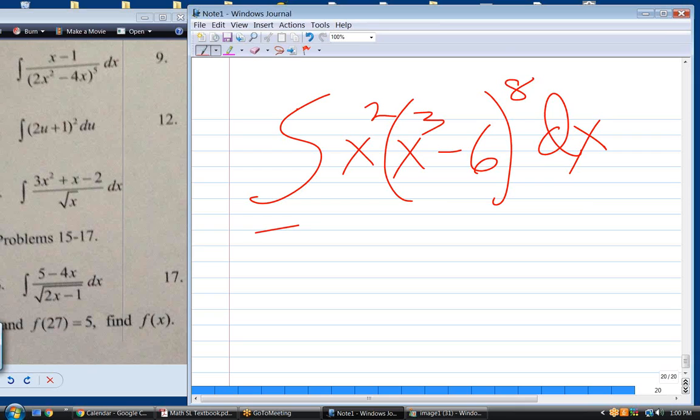You can use U substitution on that problem. If it's just x, you cannot use U substitution. You have to find some different method. Probably what I'd have to do is take this to the 8th power, multiply every term by x, and then integrate all 9 terms, or 18 terms, however many terms you have. But you cannot use U substitution on that.